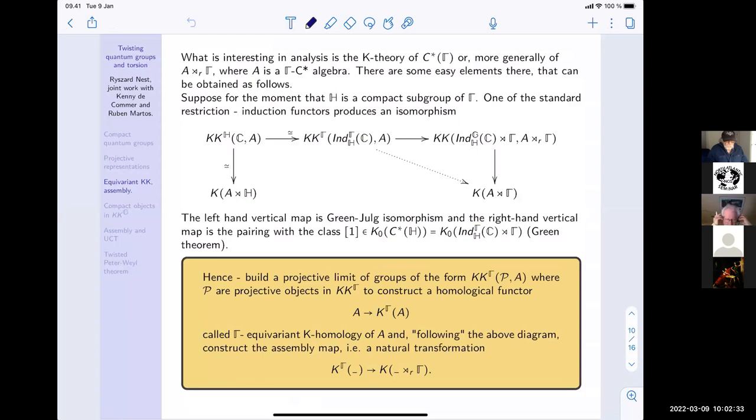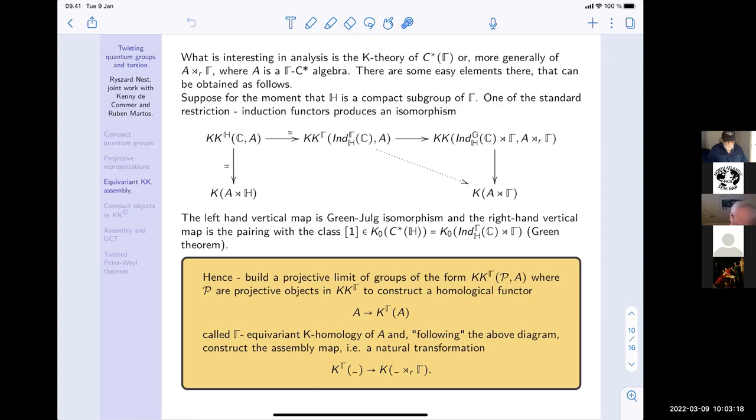Now, since we talk about Baum-Connes, we are going to look at a discrete quantum group gamma, its group C star algebra, and we somehow want its K theory. So the idea is to look at the cross product A cross gamma and try to construct some elements in K theory. The way I like, and some other people like, is the following. Suppose that I've got a compact subgroup H of gamma. If gamma is discrete, then H is finite, torsion.